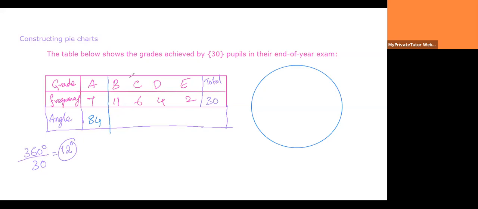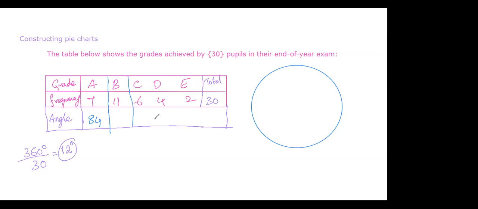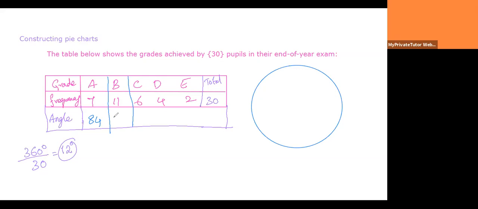And what is the angle of grade B? Which is 132, which is 12 times 11. Then 12 times 6. What is 12 times 6, guys? 72. What is 12 times 4? It looks like 48, isn't it? And finally, 12 times 2 is 24.